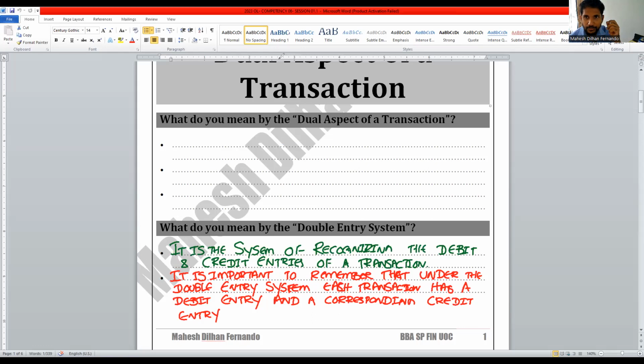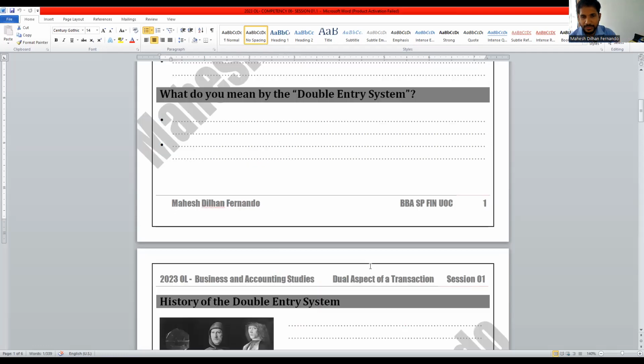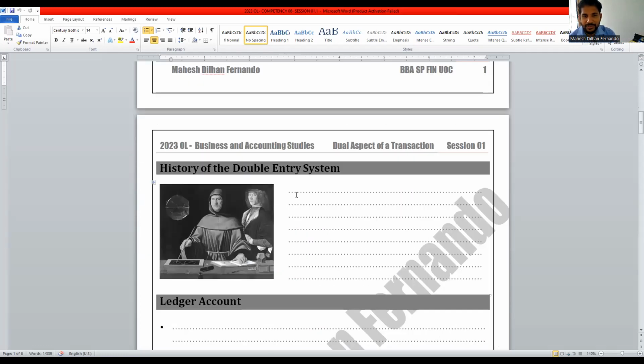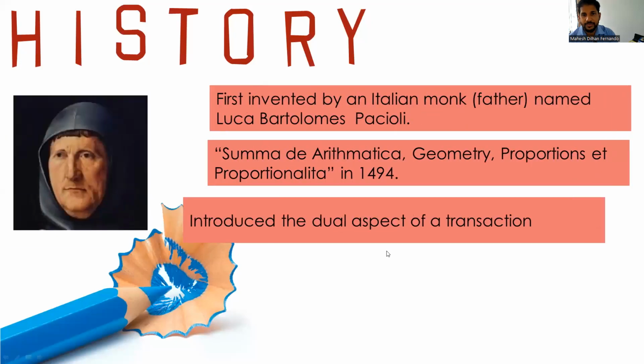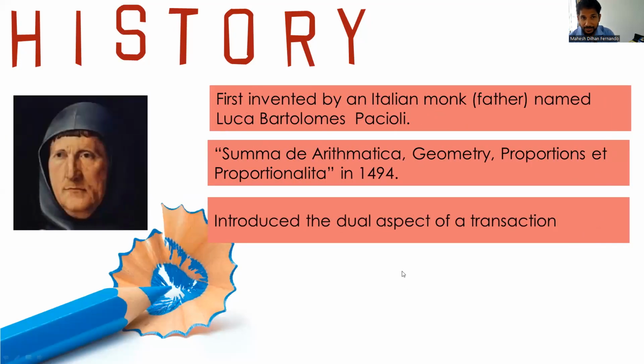Now let me show you. Write here the history of double entry system. You need to write down these points given first, in the history of double entry system: first invented by an Italian monk, it means father, named Luca Bartolomeo Pacioli, and write the name of this book, and then write, in this book it introduced the dual aspect of a transaction. Write down the history part, hurry up, quickly write this down.